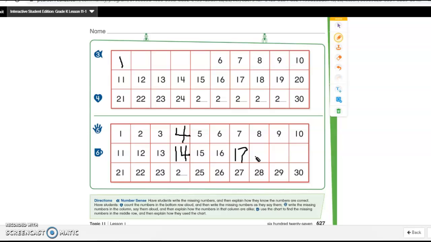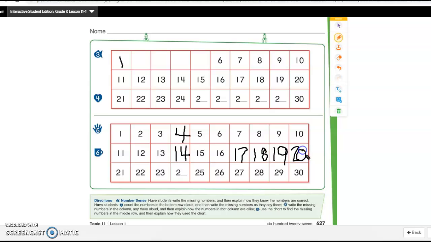17, 18. A 1 followed by an 8 makes 18. See, I know it's not easy to do it using the mouse. I'm trying it now. 18, 19. What's the answer after 19? It's not teen 10, 10 teen. Who remembers? Say it out loud to someone at home, or just to the air. 20. A 2 and a 0.